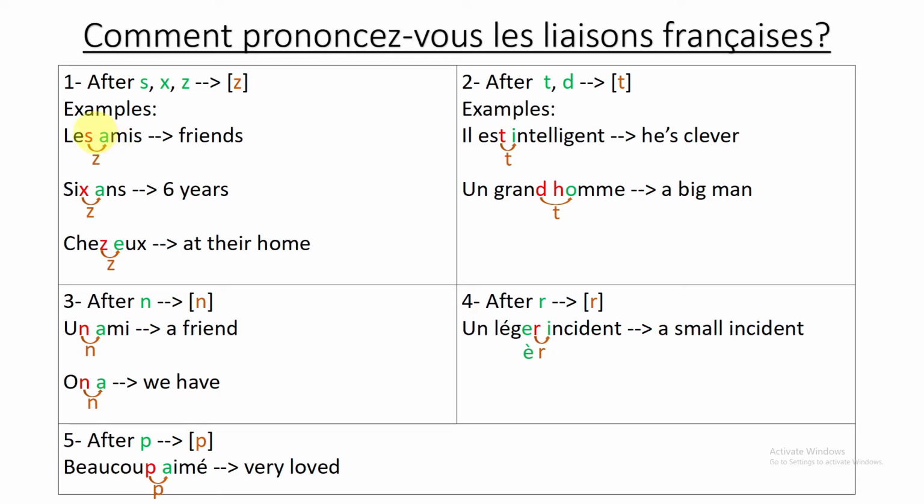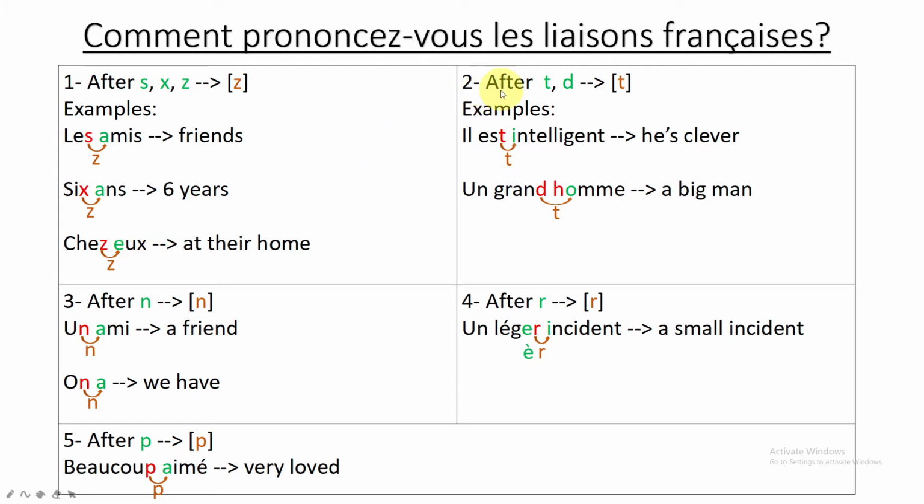And what we said in the class for the liaison, we said there should be no pause or no break between the pronunciation of both words. So les amis: les, then the abstract Z, and amis. Les amis. 6 ans. Chez eux.